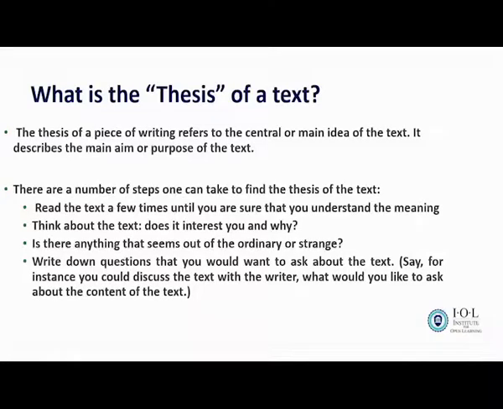So we move on to what is the thesis of a text. When you are reading a text, it has different components, and one of these components is what we call the thesis. The thesis of a piece of writing refers to the central or main idea of the text, and it describes the main aim or purpose of the text. When this author wrote this text, what exactly were they referring to? What is the main idea behind this text? That is what a thesis is.